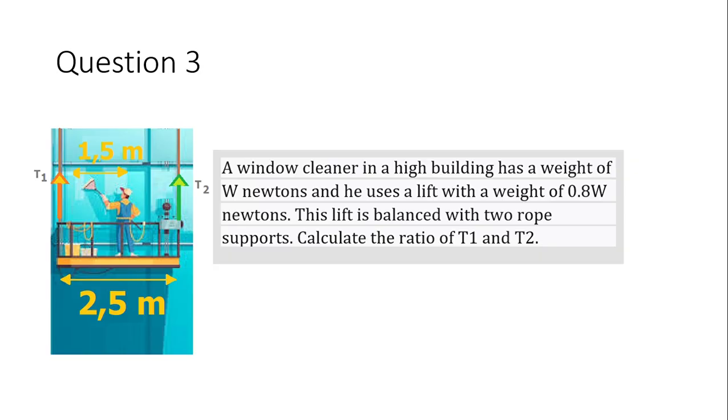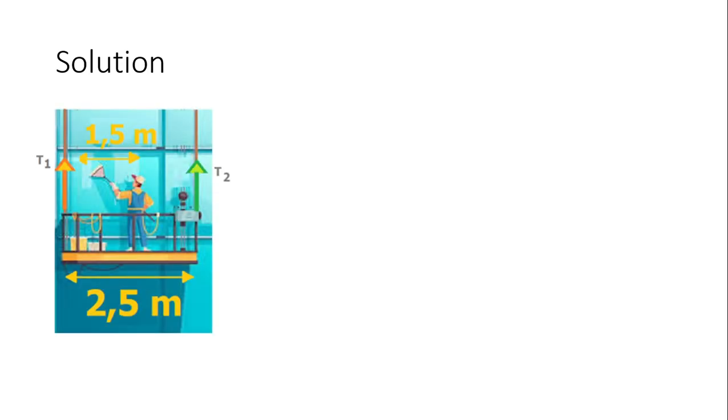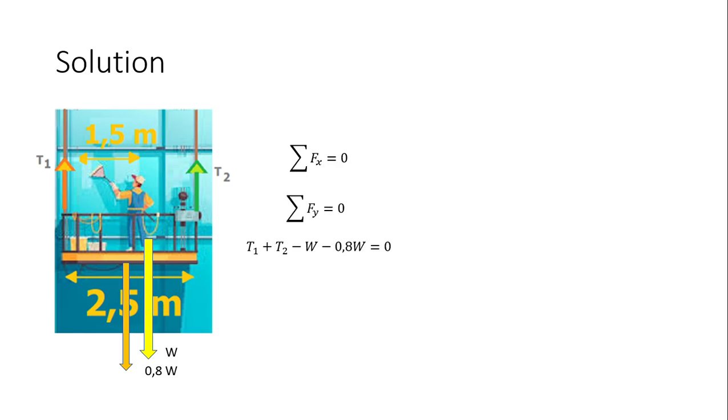Okay, it's not too hard actually to solve this problem. Remember, in equilibrium, of course, it's very scary if it's not equilibrium because this person is at a very high building. This is the weight 0.8 W and this is W. And this is the resultant of the force. We don't have the X component. We only have the vertical component.